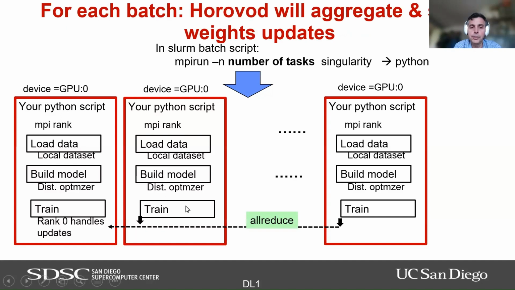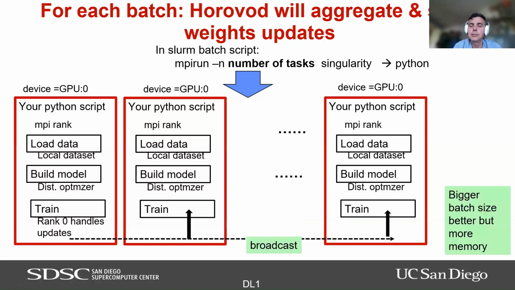And then during training, there's going to be some all reduce, which is going to do the aggregation of weight updates, and there's going to be some broadcast, which shares the information about what the new weight values are. And so in general, bigger batch sizes are better because then you don't have to do this communication as much. But a bigger batch size also means that you're going to be using more memory.